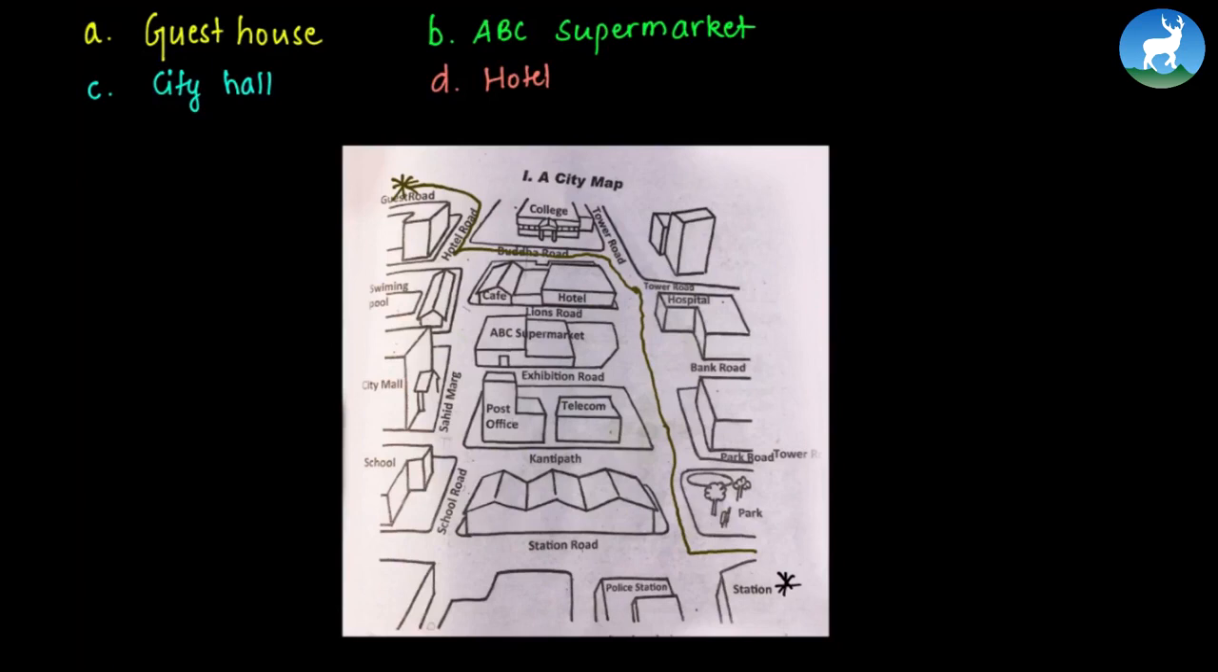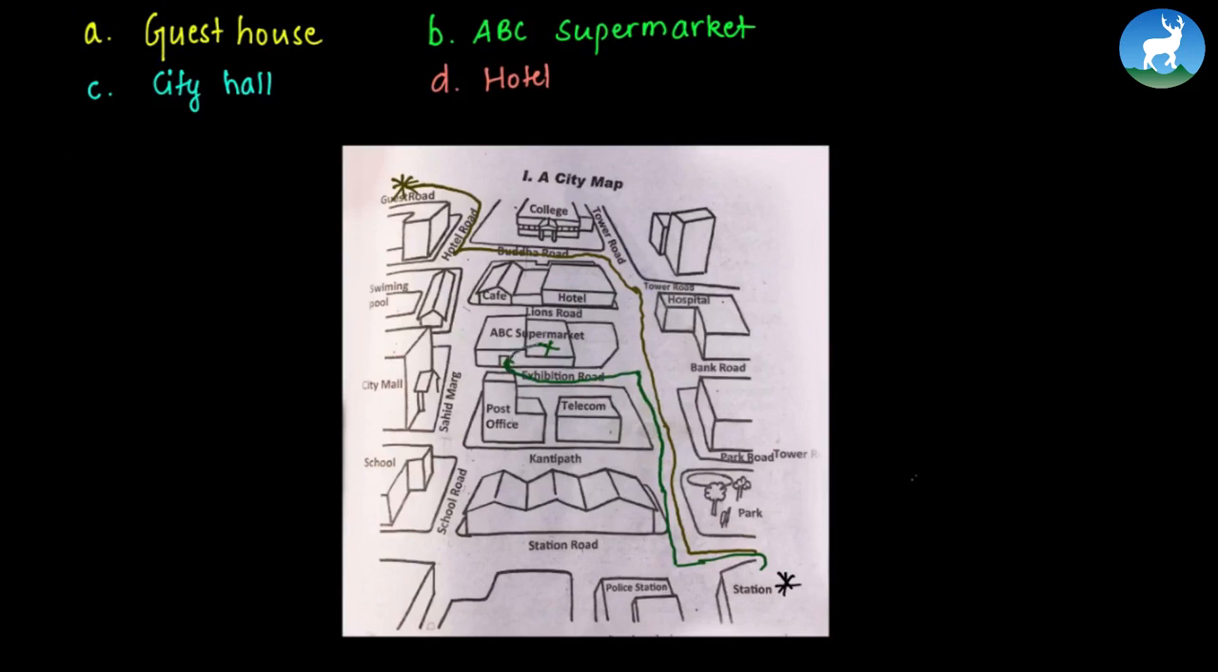Next we have ABC Supermarket. So here is the supermarket. Now from the station we can go to the ABC Supermarket by following the path that we took for the guest house. We first come out of the station and take a right turn and go past the Kantipath road, and then through the exhibition road we can reach the ABC Supermarket.